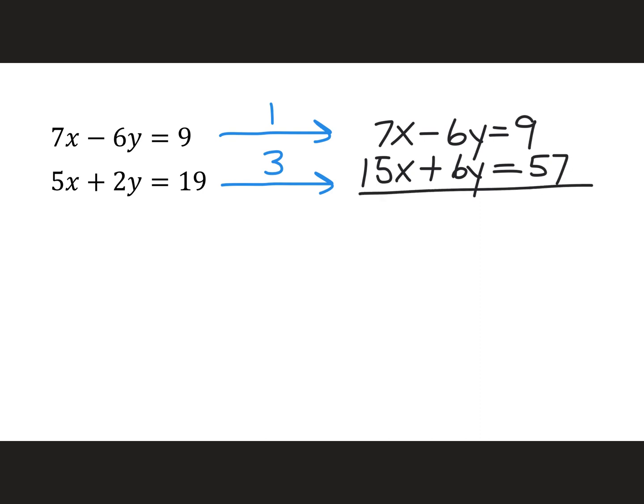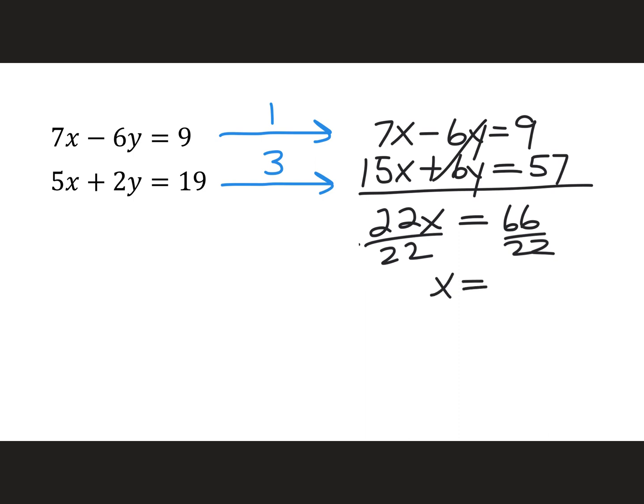All right, add 7 plus 15 is 22. So 22x, my y's cancel each other out. And 9 plus 57 is 66. Okay, finish it. 22 divided by 22, x equals 3.